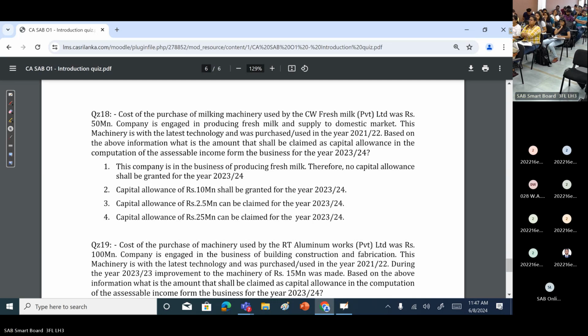No. The company is in the business of producing bench meat, therefore no capital allowance shall be granted for the year 23-24. Is it correct? Yeah, correct. Why? For a period of 2 years, we can claim capital allowances. So then you would have claimed the 21-22, 22-23. Then no capital allowances for 23-24.